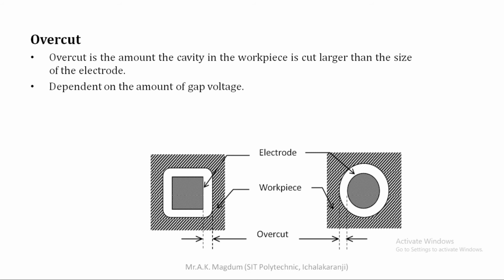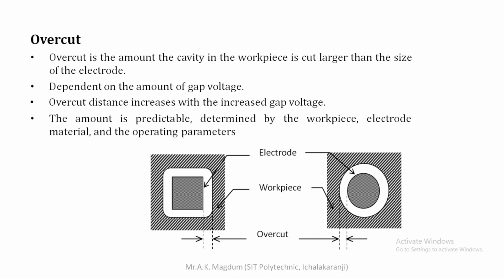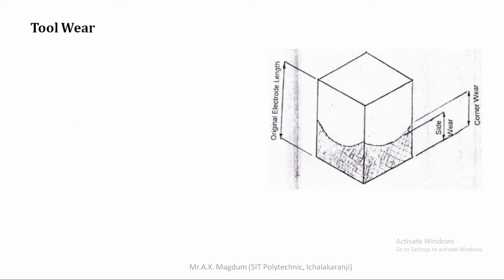So this overcut totally depends on how much gap you maintain between the workpiece and the electrode. Next, overcut distance increases with the increased gap voltage. If you unnecessarily increase the gap voltage, then the overcut distance increases. Next, the amount is predictable, determined by the workpiece, electrode material, and the operating parameters. So this much about the overcut.